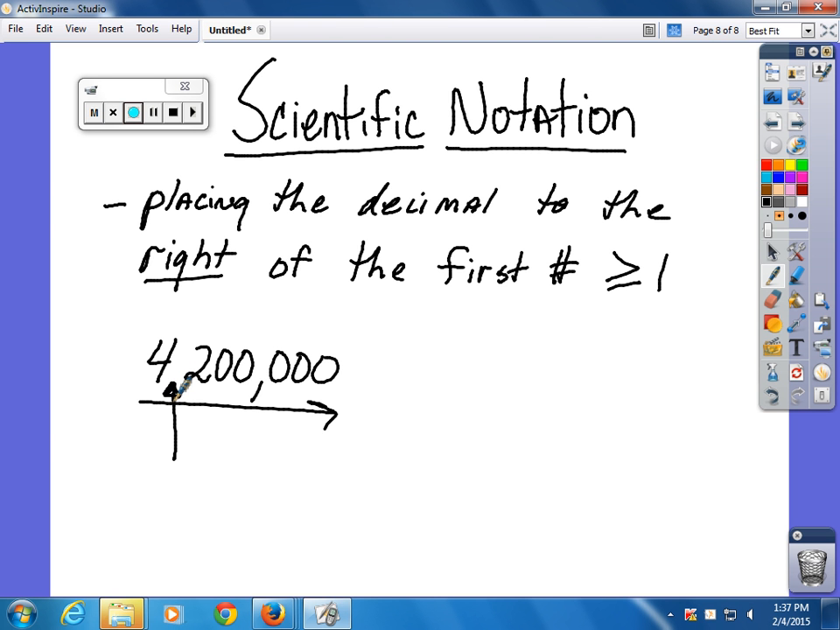Where is the decimal right now on a whole number? The decimal on a whole number is always beside the last what? Digit. So we got to move it. Now this is where I tell you, if you know how to do it, keep your mouth shut, because I don't teach it the way that you learn. I teach it the way that I learn. 1, 2, 3, 4, 5, 6. So 4.2 times 10 to the blank 6.